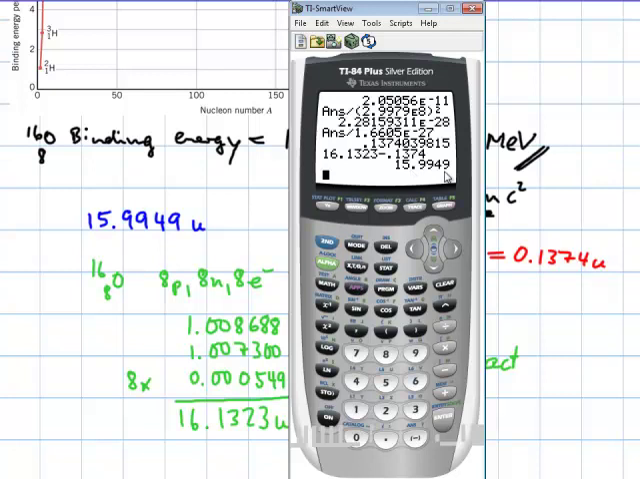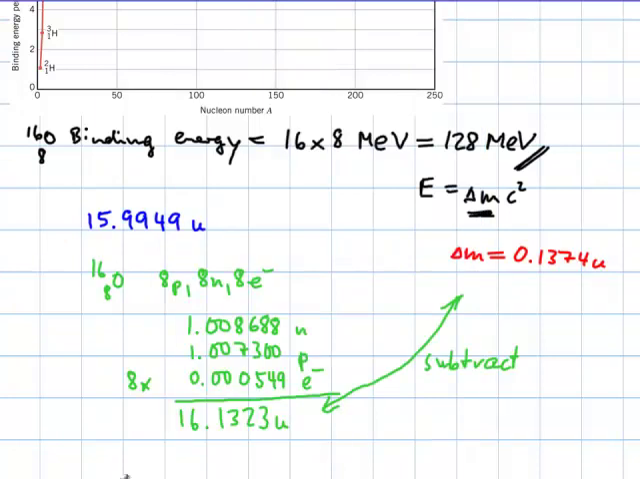15.9949 atomic mass units. So what happens is that this is the mass of 8 neutrons, 8 protons, 8 electrons combined. When I combine them, I get oxygen 16, but the total mass is less than that by this much, and that mass deficit is used for the binding energy to keep the nucleus together.